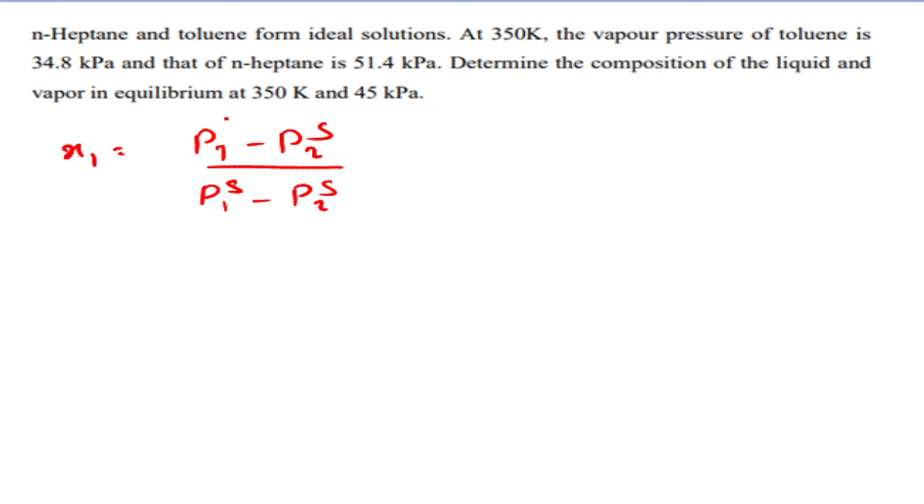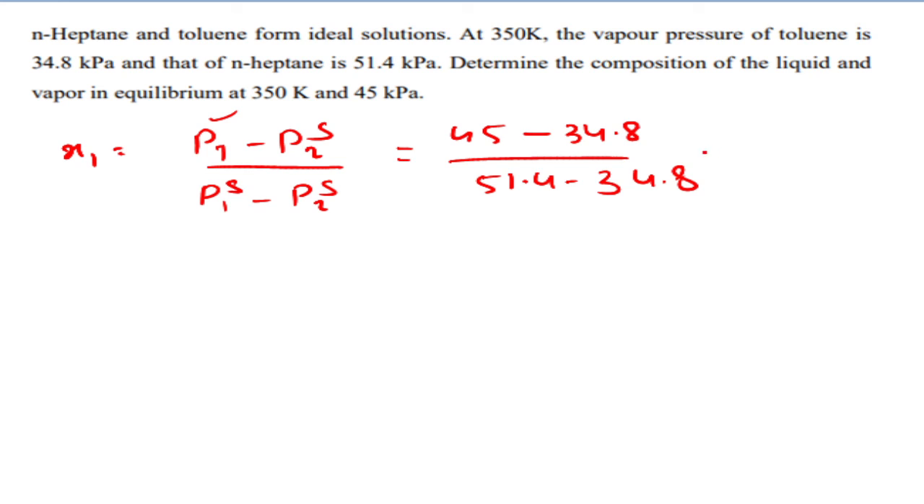If you observe this equation, Pt is already known, 45 kilopascals, P2s is already known, that is 34.8, and P1s is already known, 51.4. So I can substitute all the values: Pt 45 minus P2s 34.8, and P1s, that is 51.4, minus P2s 34.8. If you calculate this, you get the value as 0.614.